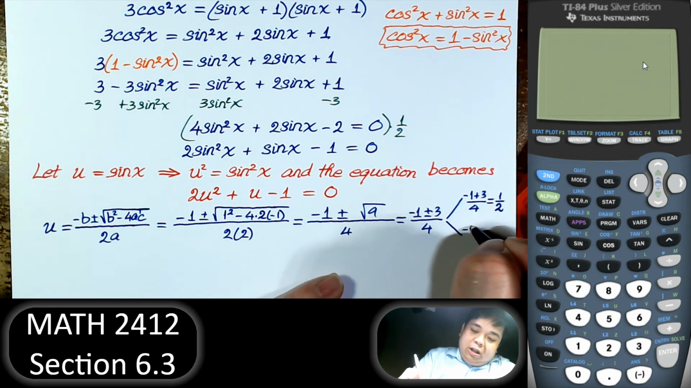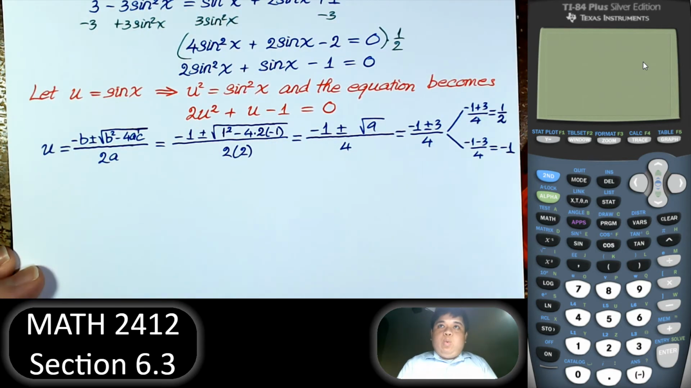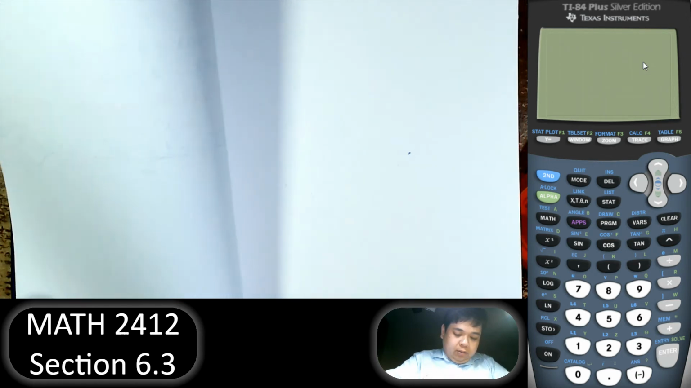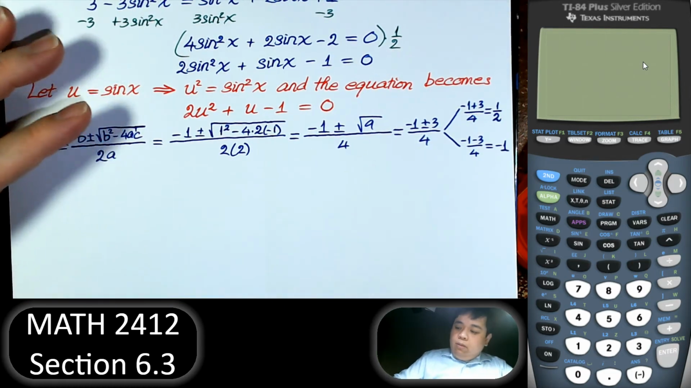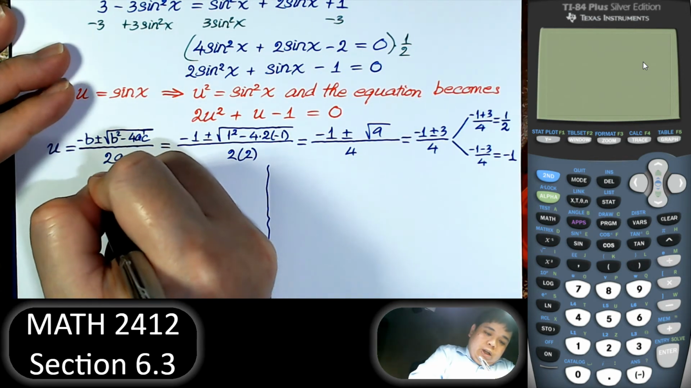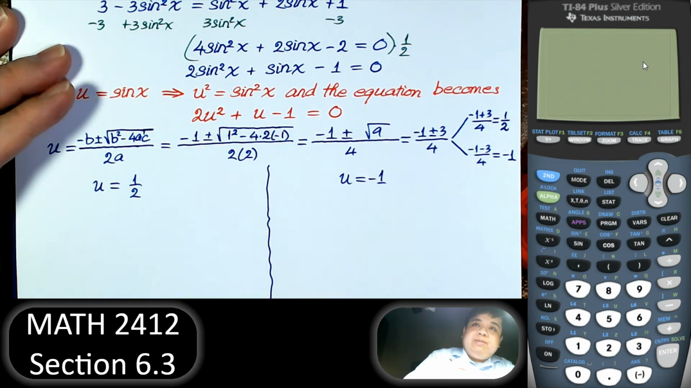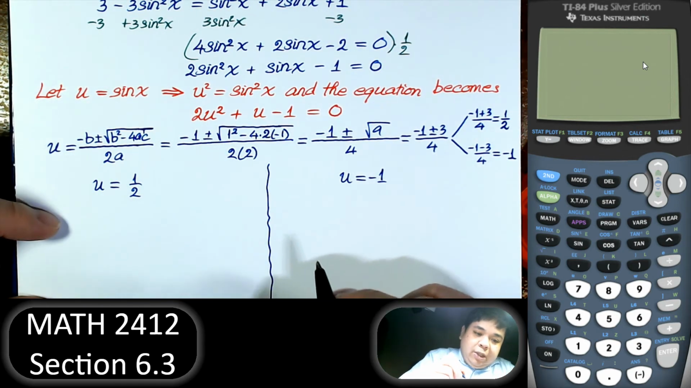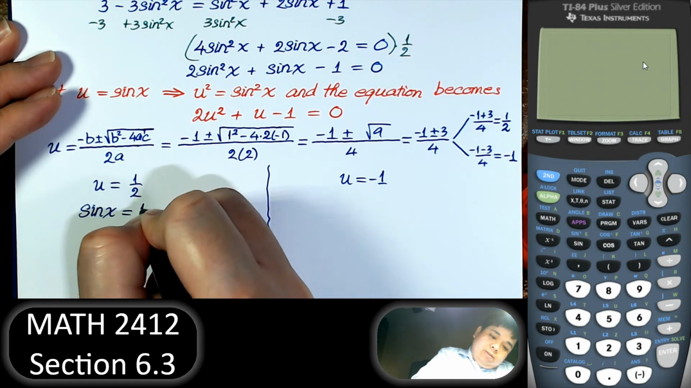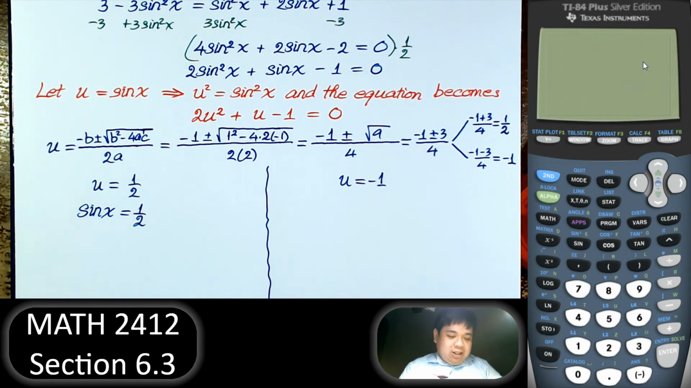And now if we have the minus, that's negative 1. So I have two cases, 1/2 and negative 1 for u. Right, there's two cases. u equal to 1/2, and u equal to negative 1, sorry. And u is equal to what? Sine x. Right? And then sine x equal to negative 1, and we just go ahead and solve for that.